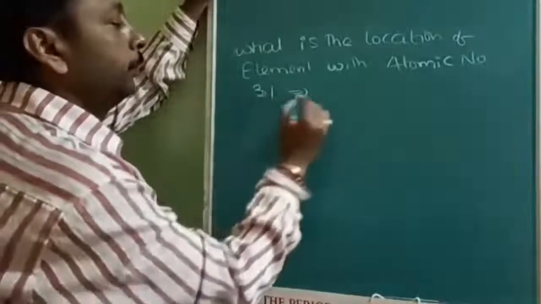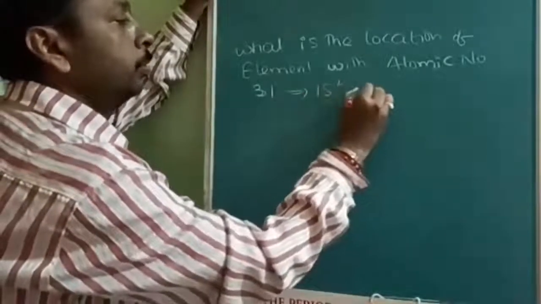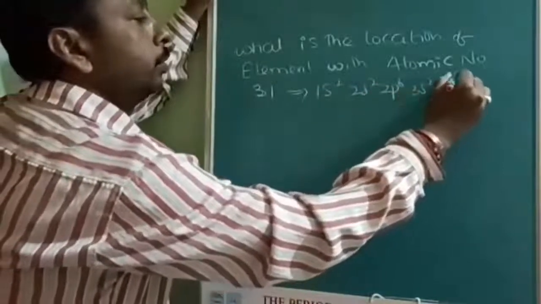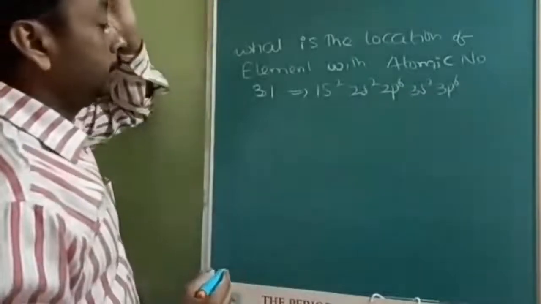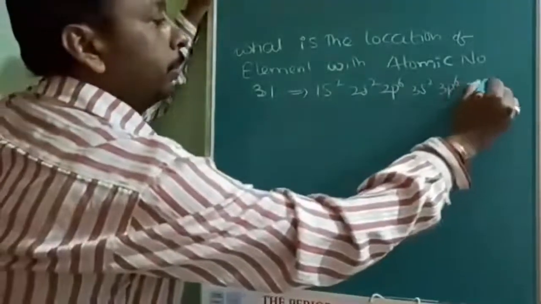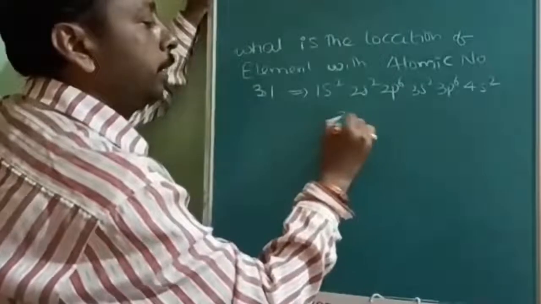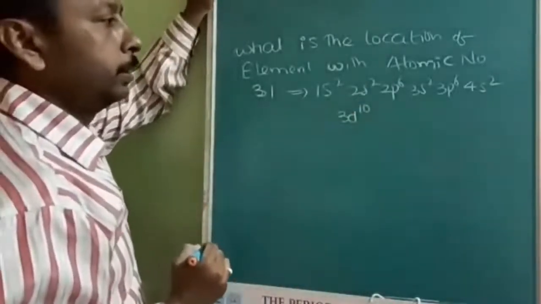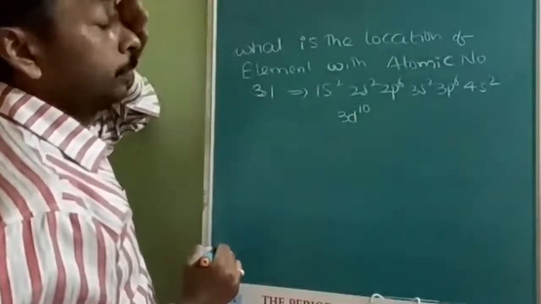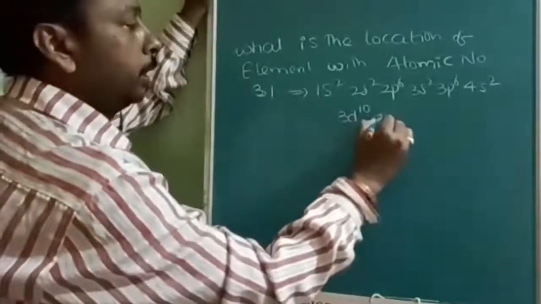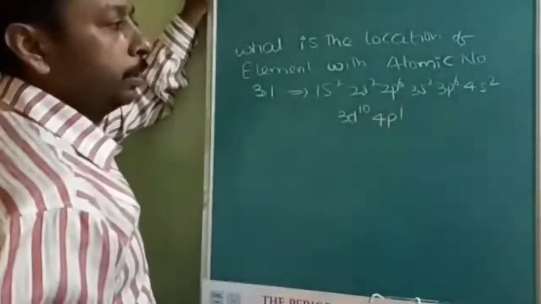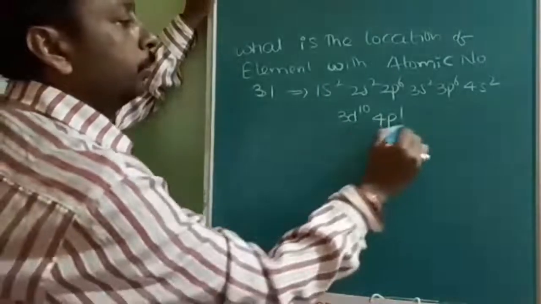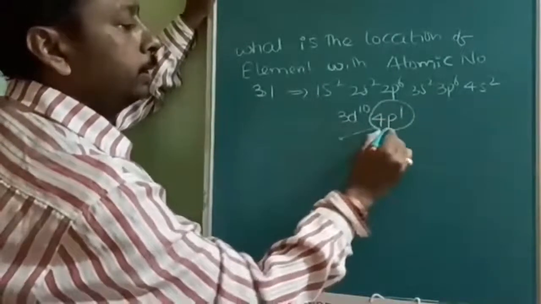Okay. So for 31: 1s2, 2s2, 2p6, 3s2, 3p6. This is 18. Then 4s2 will be 20. Then 3d10 will be 30. Then what should I write? 4p1. So from here only we can manage everything.